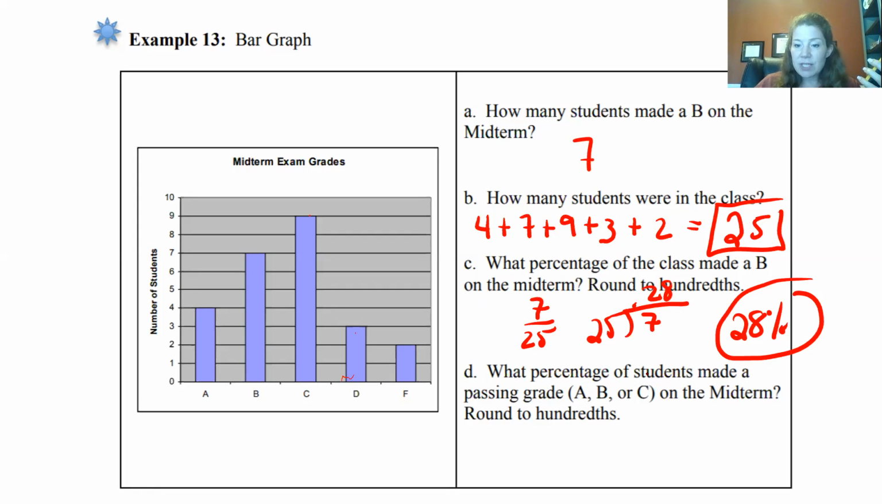All right, so then it says, what percentage of students made a passing grade on the midterm? They consider a passing grade either an A, B, or C. Well, since 3, 4, 5 did not pass, out of 25, 5 did not pass, which means that 20 out of 25 passed. Or we could have added 9 plus 7 plus 4, and we would have got 20 as well. So 20 divided by 25 is 0.8. So that means 80% of the students passed the midterm. So good job, you guys.